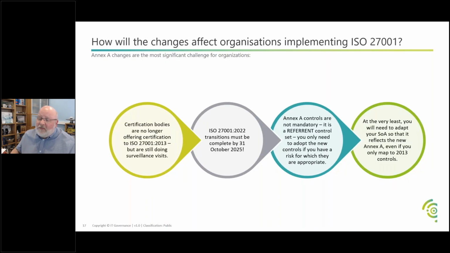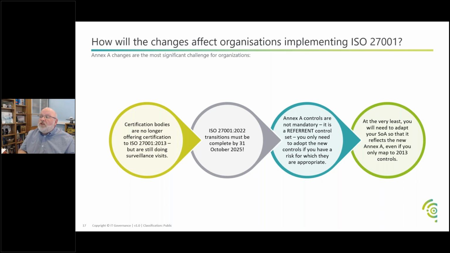First thing, you can't get certified against 27001:2013 anymore. That ended in April, the last day of April this year. So that's a key thing. Transition must be completed by the 31st of October 2025. So if you are certified against 2013, and it was two months ago, you don't have the three years. You have to transition by the end of October.